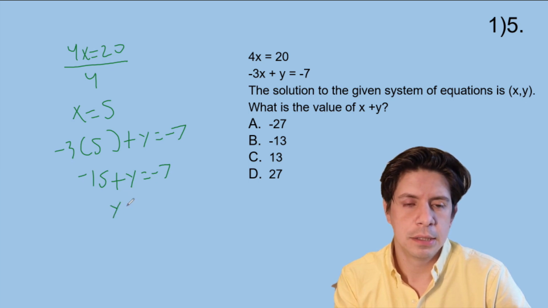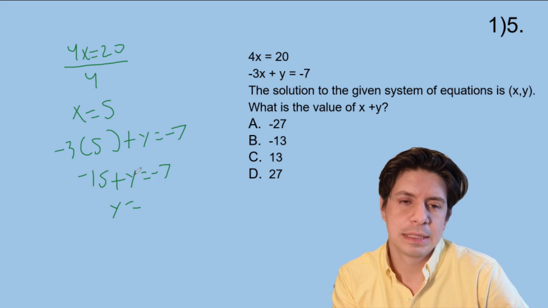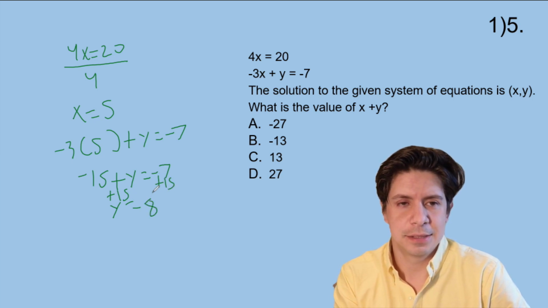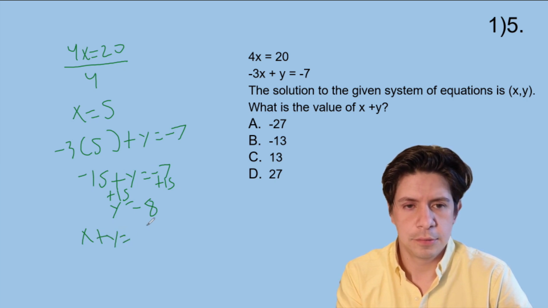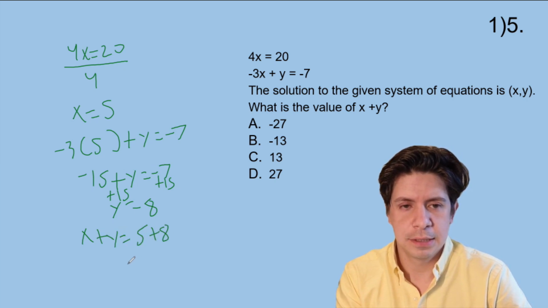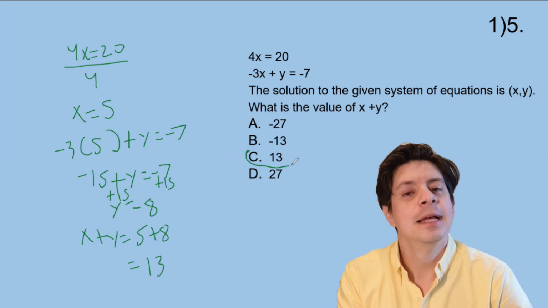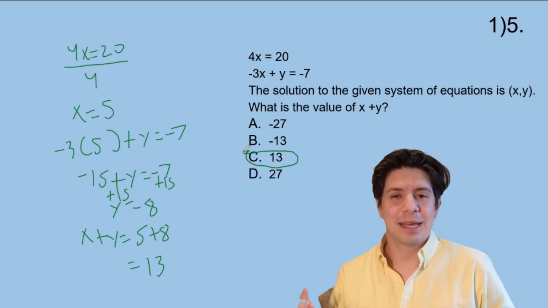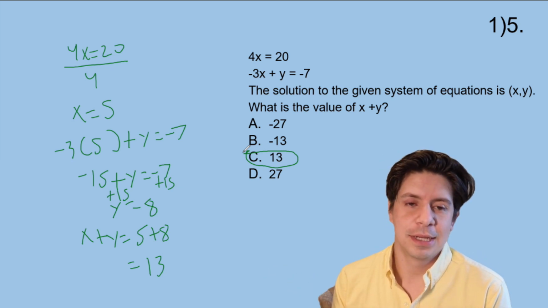So y equals, what do we have here? Negative 7 plus 15. We're going to add 15, right? I should write that out. That is going to give us 8. Okay, and then we're going to do x plus y equals 5 plus 8 equals 13. Okay, so systems of equations can get more complicated, especially if one of them is nonlinear or quadratic, but in this one they're both linear, and one of them only had one variable. So we could just solve for that variable, plug it in, and go from there, and we get C.